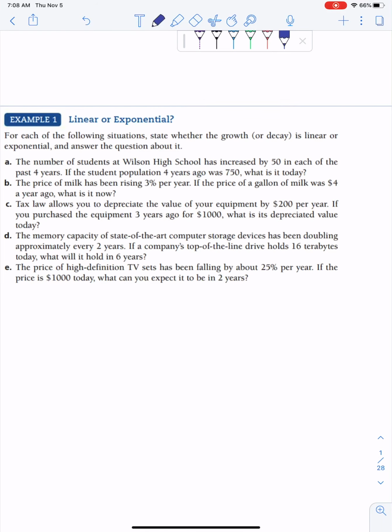The number of students at Wilson High has increased by 50 in each of the past 4 years. So every year they're increasing by 50. So part A is linear growth. And it says if the student population 4 years ago was 750, what is it today? Well, it's 750 4 years ago, and every year it has grown by 50. So that's 4 times 50, which is 200, which is 950 is our new population.